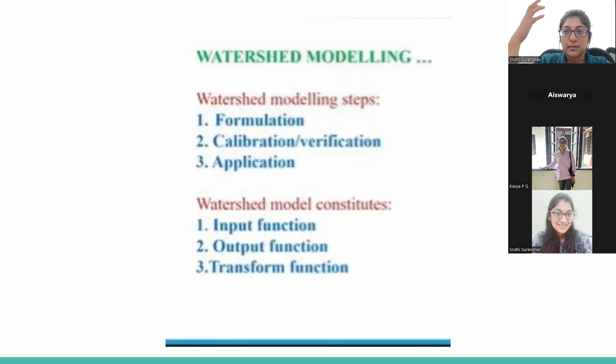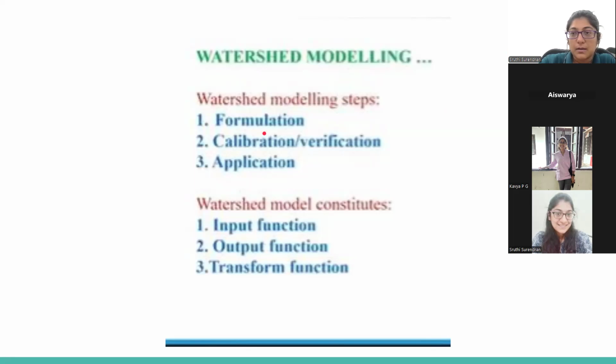Then you do validation. You will see if this calibrated value is able to generate results which are closer to reality. After that, when we know that this model is final, we can use it for predicting results. We can see that depending on the data that we have now, 10 years later, what is going to be the rainfall, what is going to be the floods or droughts or any kind of hydrological process. So that is what watershed modeling is. It involves formulation, calibration, and then application of the model.